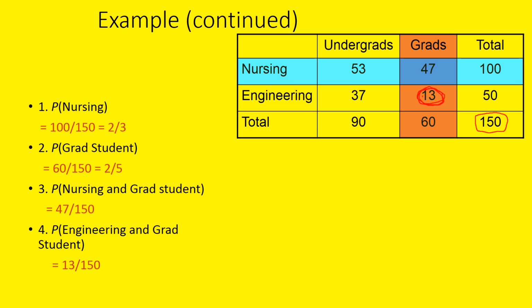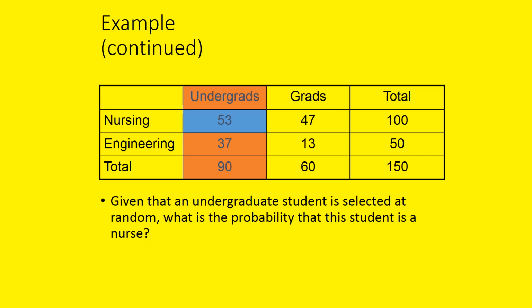But now we've got some pieces, and now let's consider another problem. Given that an undergraduate student is selected at random, so same experiment. I'm sorry, not completely the same. This time we know that it's an undergrad. What is the probability that this student is a nurse? Okay, now here's where we have to use our imagination a little bit. And once you learn to do this, you'll never have a problem with it.